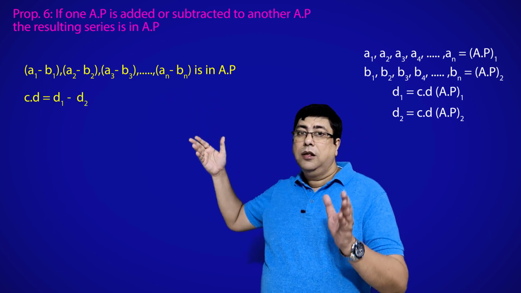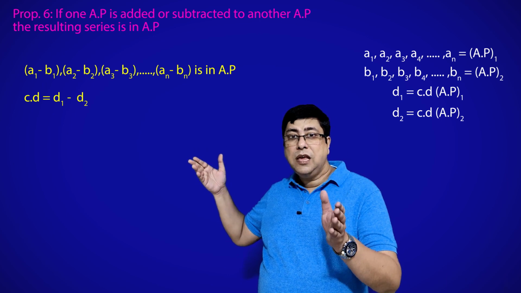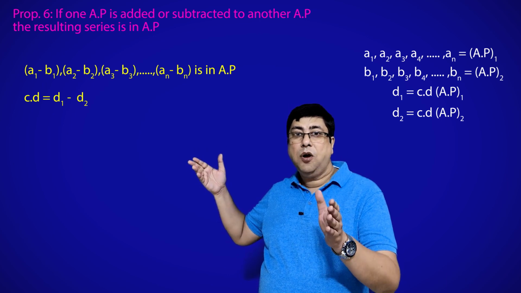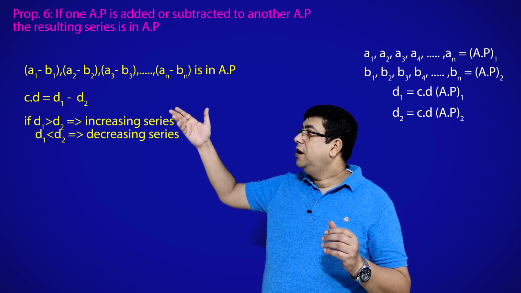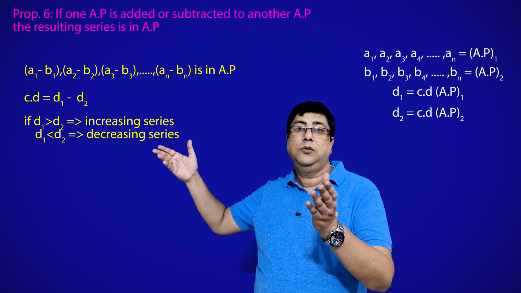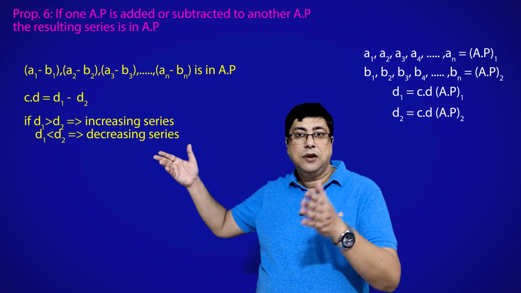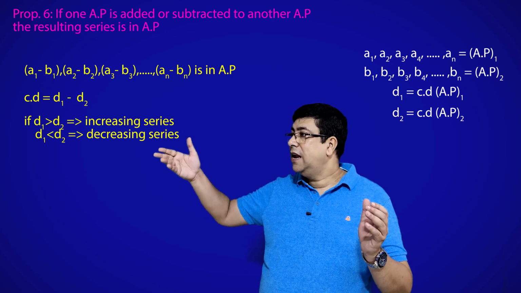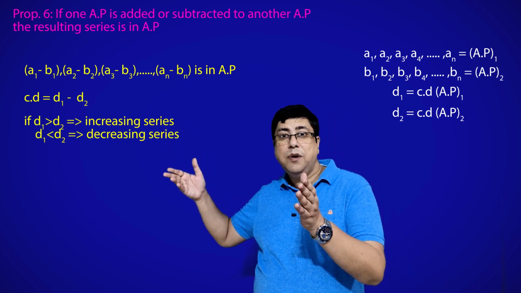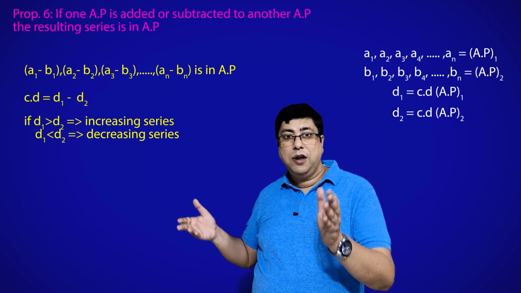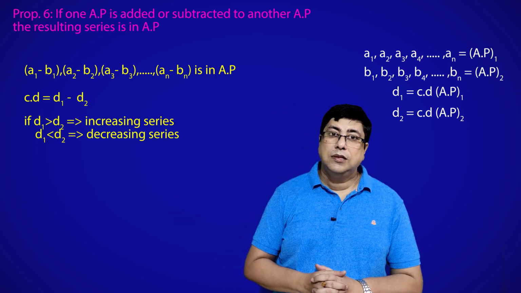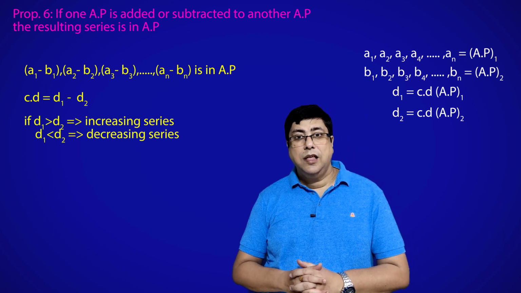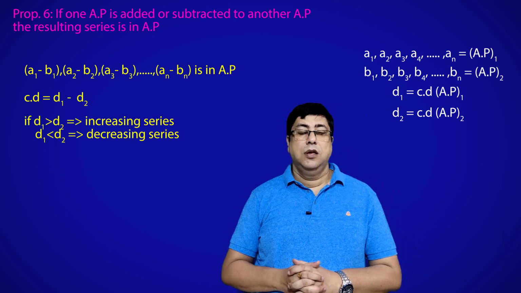So everyone, whether the series is increasing or decreasing depends on which is greater. If D1 is greater than D2, then D1 minus D2 is a positive quantity, so it is increasing. And if D1 is less than D2, then D1 minus D2, everybody, is a negative quantity. It means the common difference is a negative quantity. So in this case, we'll get a decreasing series.